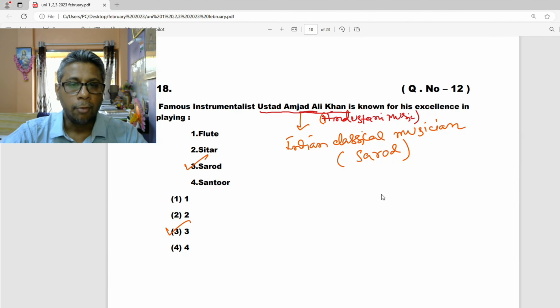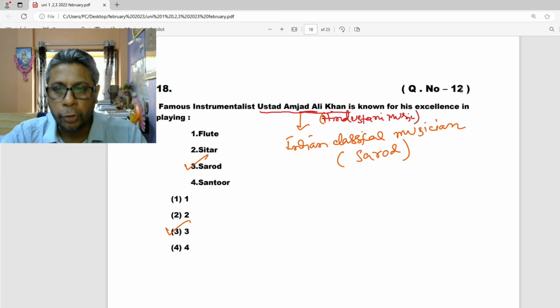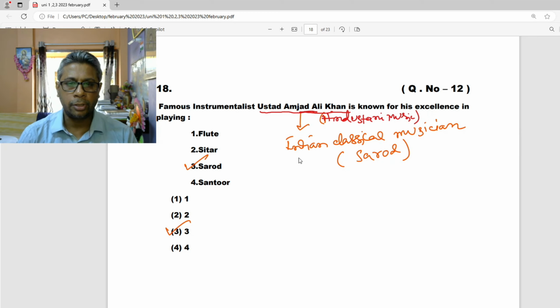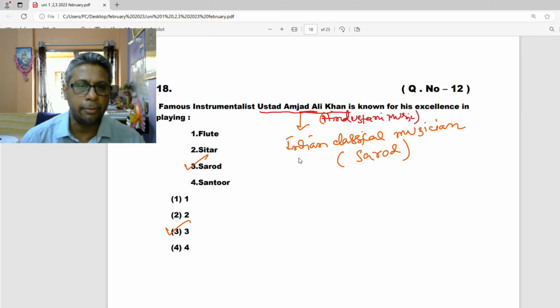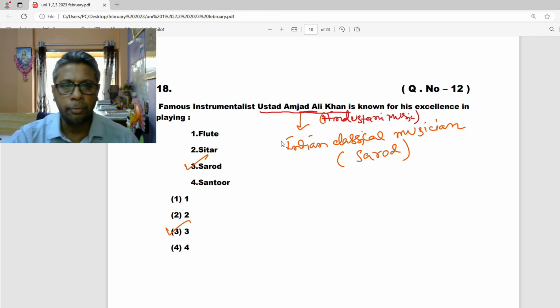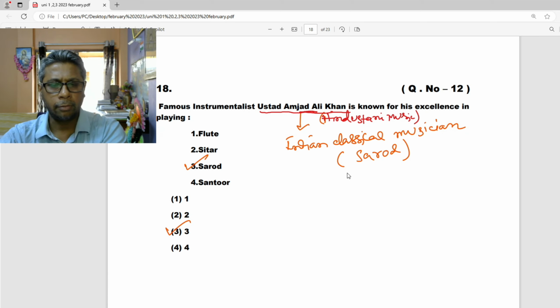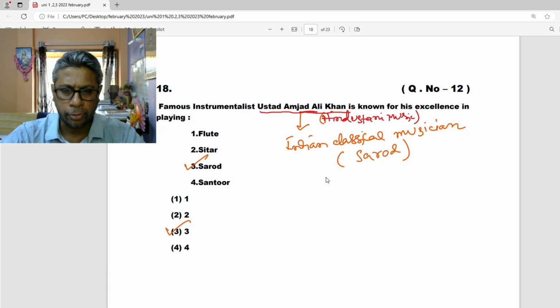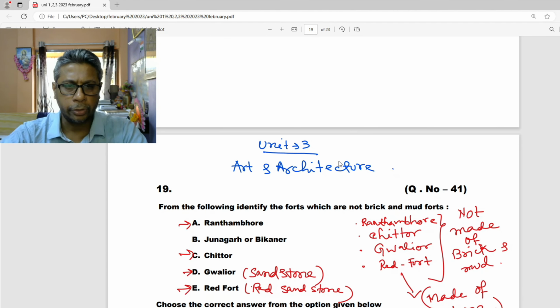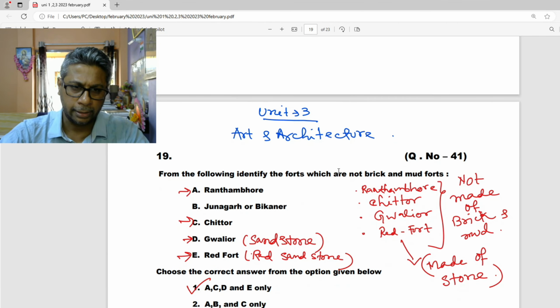Next question, famous instrumentalist, question number 12. Famous instrumentalist Ustad Amjad Ali Khan is known for his excellence in playing the Sarod. Ustad Amjad Ali Khan is a Hindustani classical musician and famous instrumentalist, famous for his Sarod. Next question, this is also from art and architecture.